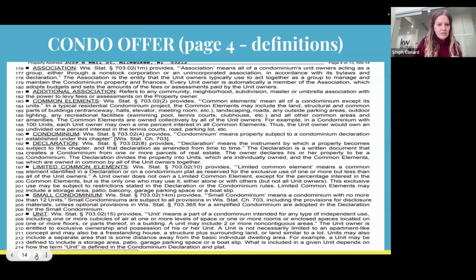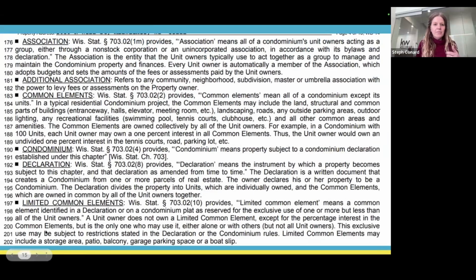The next, I actually think I got a better, yeah, here we go. The next difference between this and a regular offer to purchase are just the definitions that you would find in a condo sale. I'm not going to go through each one, but we've got association, additional association. It could be the case where there's 2 governing bodies within a building. What common elements are, the condominium itself, declaration, and limited common elements.